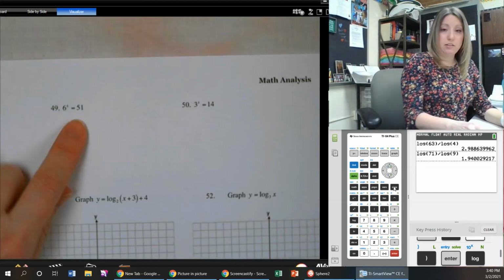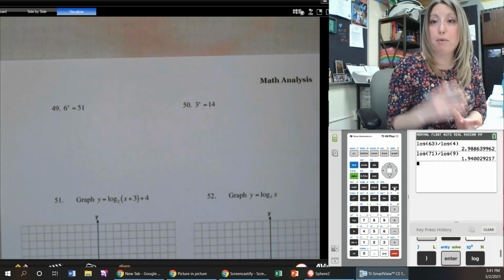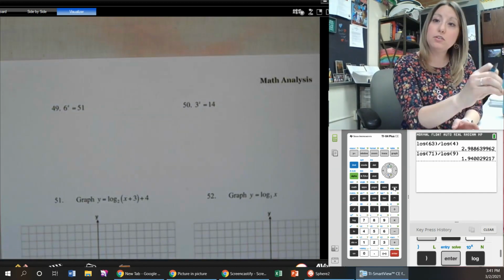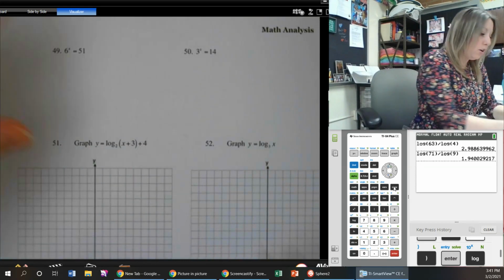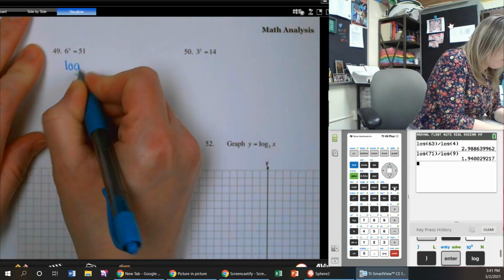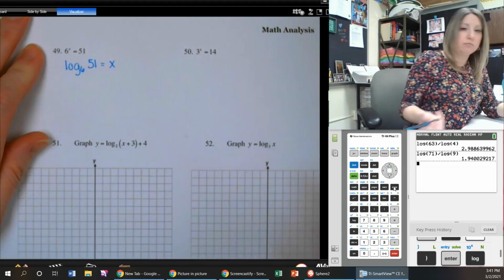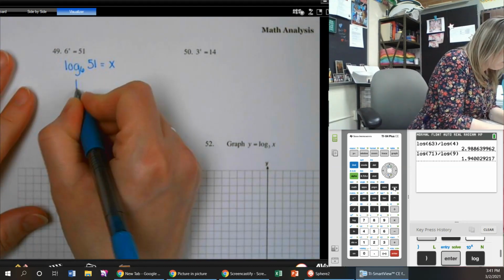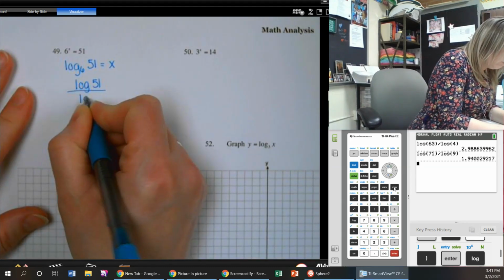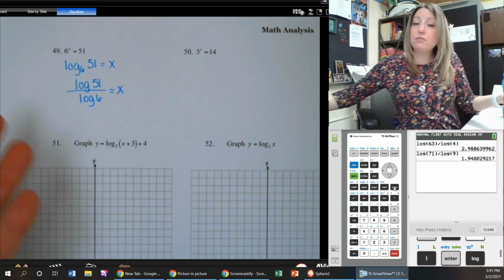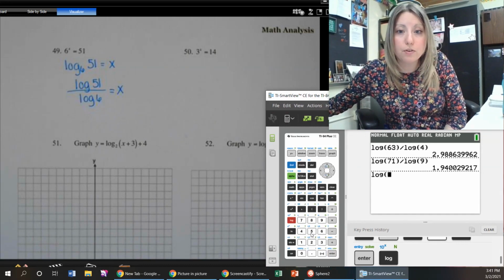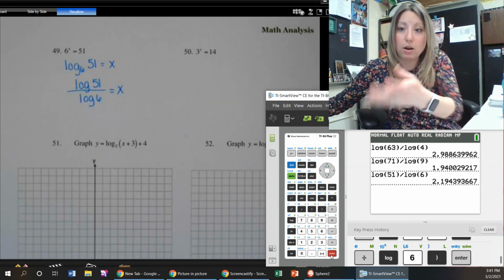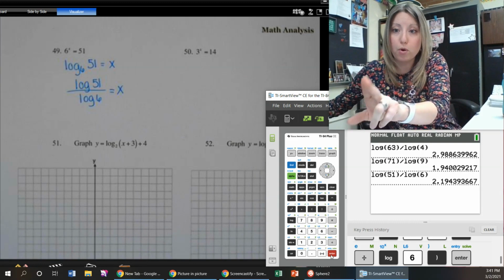Now, when you run into these, just use that by changing it into a log. So now these are exponential equations where you're not going to be able to get the same base. So just say, this is the opposite of what I was just doing. Put it into logarithm form. Now use the change of base formula. Any of these that you run into is round to the nearest thousandth. So this would be log 51 divided by log 6. Round to the nearest thousandth, 3 decimal places, so 2.194.